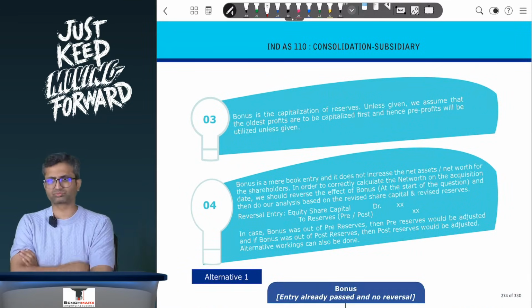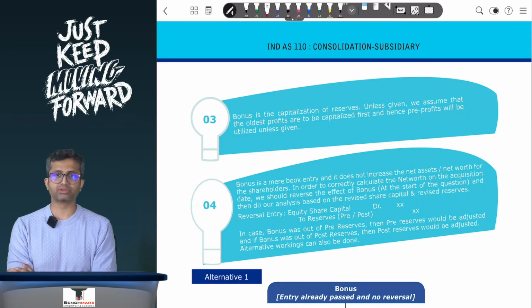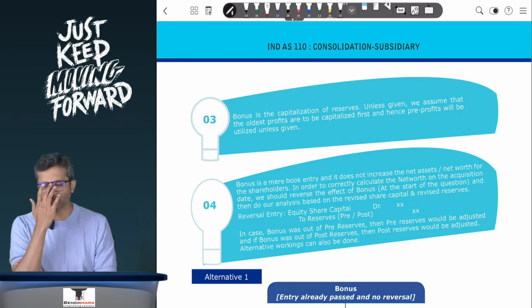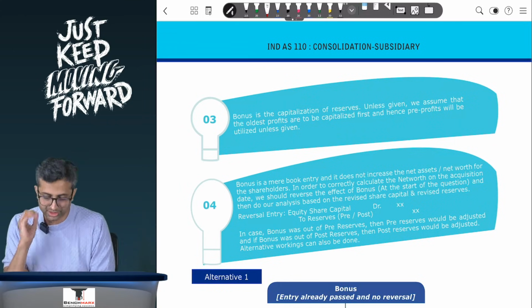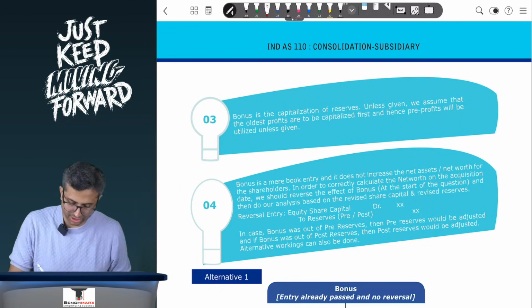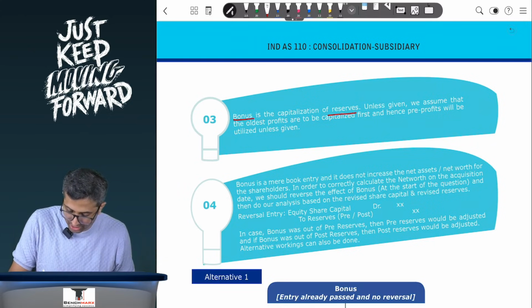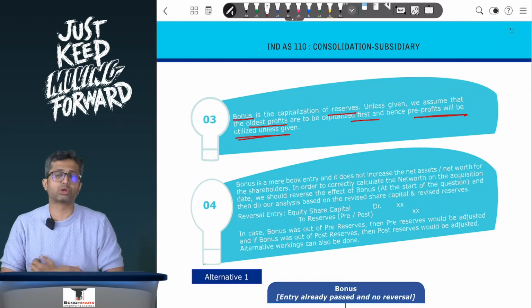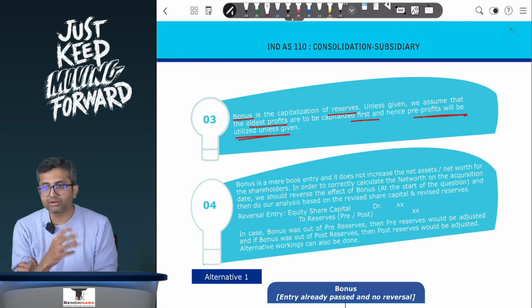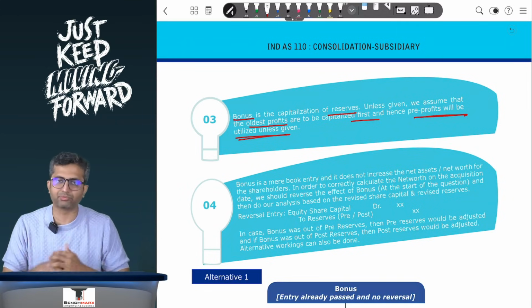Now, like dividend, we were saying that if nothing is given, dividend for a year will be based out of the profits of that year. Bonus, on the other hand, is usually capitalization of profits, and usually the oldest profits you will assume are capitalized first. So over here, bonus is capitalization of the reserves. Unless given, we assume that the oldest profits are to be capitalized first, and hence if nothing is given, bonus is out of pre-reserves. Now, the problem arises in accounting for the bonus as a part of a bigger question.